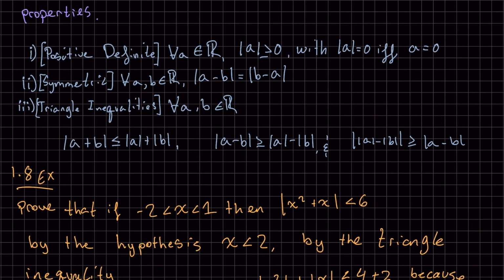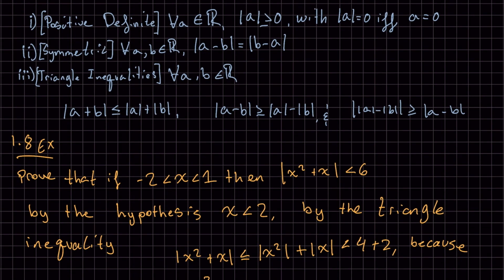Symmetric. So the absolute value has to be symmetric. For all A, B in the set of real numbers, the absolute value of A minus B equals the absolute value of B minus A. And there, again, is a proof for this if you are confused at all, and I can go over that later if you would like me to.